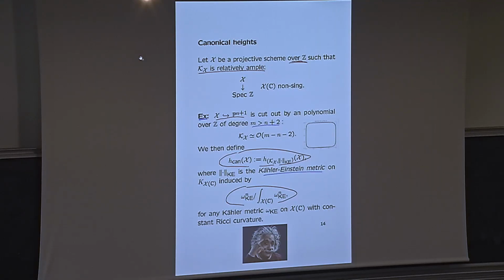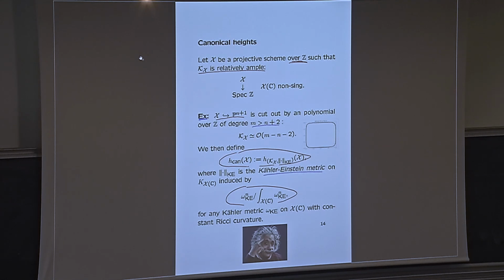So to explain that, let's look at this general situation. I have a projective scheme over Z. So again, just some polynomial with integer coefficients cutting out something. And I assume that the relative canonical line bundle is ample. And I can look at the corresponding complex variety, the complex points, and I assume that those are non-singular. Okay, so the basic case to have in mind is the usual thing. We look at the hypersurface in P^(n+1) cut out by a polynomial with integer coefficients and degree m, and K_X relatively ample just means that m is sufficiently large, as usual. So it's the usual adjunction formula which applies over the integers as well.